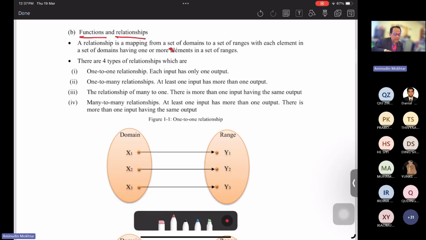As in figure 1, we can map this one-to-one relationship: one X, one range. X1 is related to Y1, X2 related to Y2, X3 related to Y3. There is a one-to-one relationship. This relationship is also called a function.